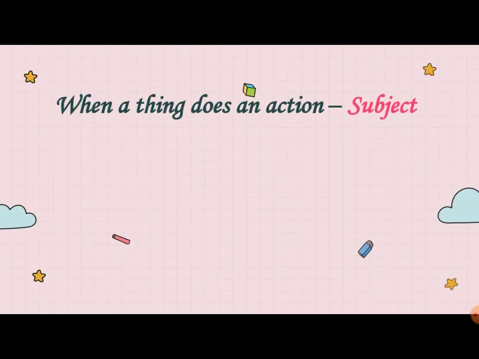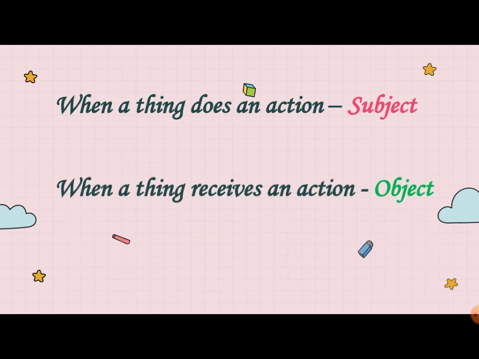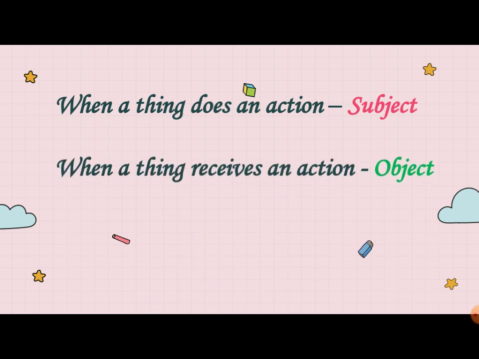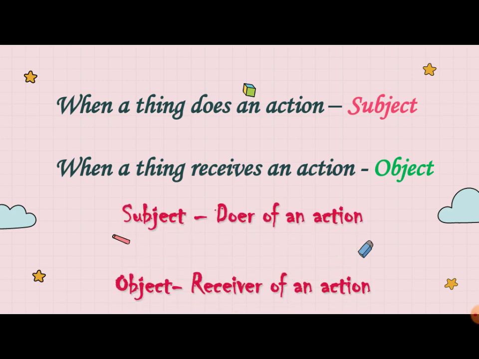When a thing does an action, then that thing is called the subject of the action. Okay? And when a thing receives an action, then it is called the object of an action. So we can say subject is a doer of the action and object is the receiver of the action. So please remember these two things, subject and object.